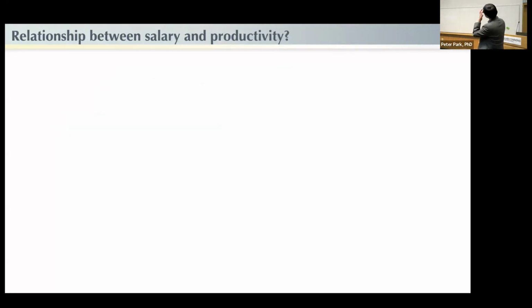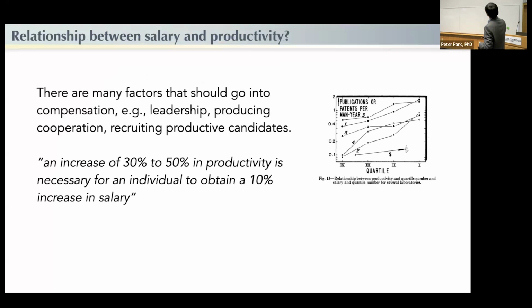And just the final bit that you might find interesting: he looks at salary versus productivity, and he says there are many factors that go into compensation, but on average, an increase of 30 to 50% of productivity is necessary for an individual to obtain a 10% increase in salary. All this to say, this is a fascinating paper, and he didn't have big data. He just had a tiny data set, 70 years ago, and he probably came to the same conclusions that some of us would with a much larger data set.